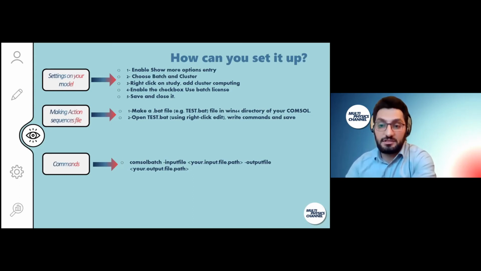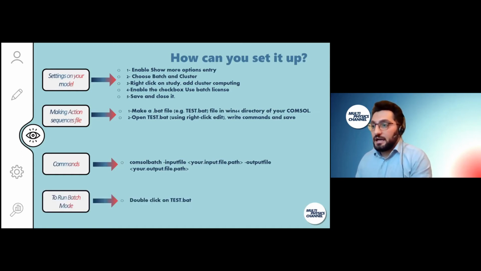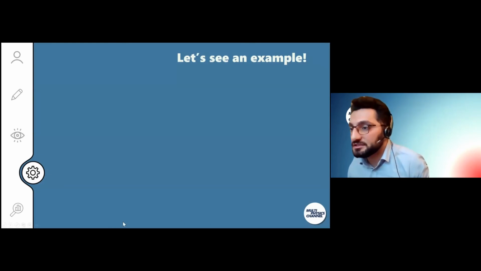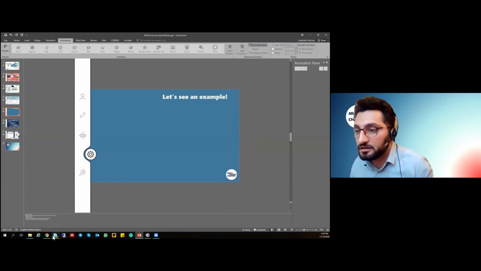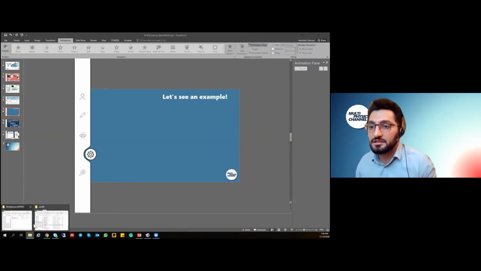These are all possible with COMSOL batch, but you should use the specific commands for them. These commands are available on our website in the Multiphysics Hub. Also, you can use the COMSOL user guide for that. And then when you're done and you've written these commands, you just have to double click on the test.bat. There is no other procedure to follow. So let's see a very, very quick example.